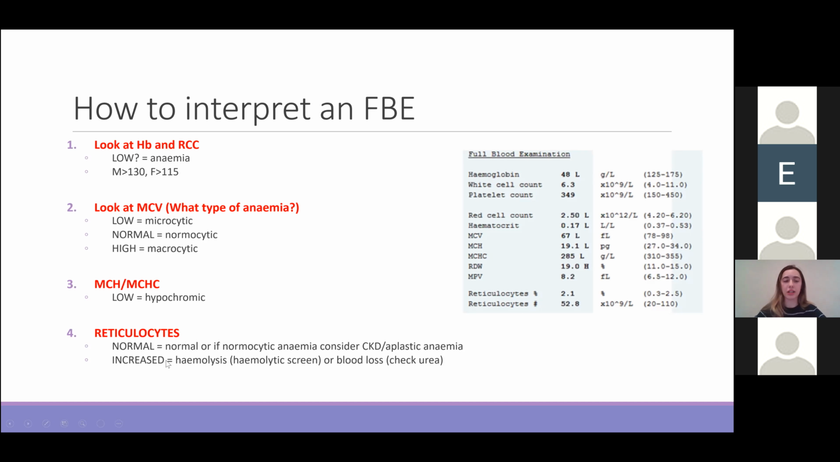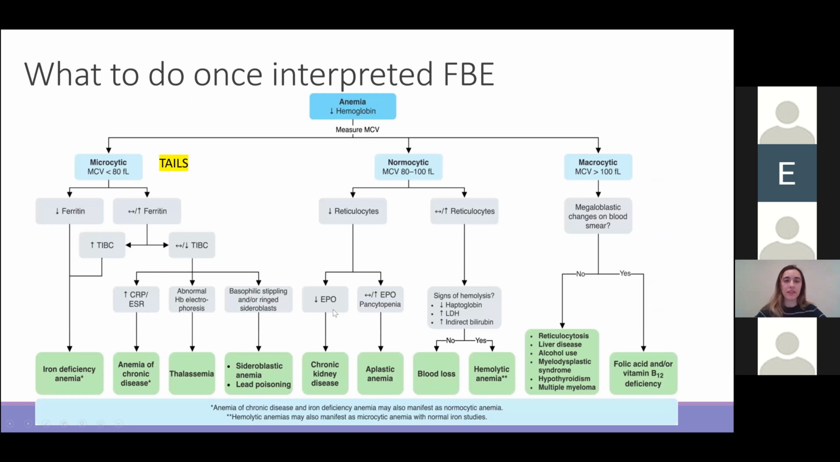But if you are responding to the anemia and producing more red blood cells to compensate, then you're either hemolyzing your red blood cells or you've got some blood loss going on. Hopefully that makes sense. This is what you do once you've interpreted your blood count. You've worked out if it's microcytic, normocytic, or macrocytic, and you don't really have to worry about all these tests except probably reticulocytes and if you've got a megaloblastic change, but then you can work out what the cause could be.